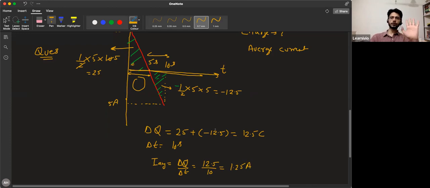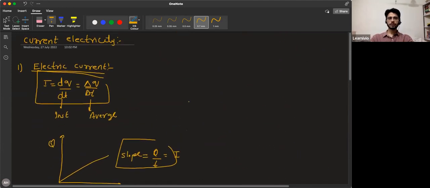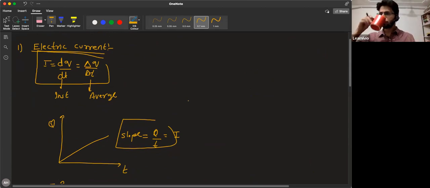These are the first type of questions that you can get from current electricity. Usually these questions contain this graphical approach. This will revise your current electricity. Sir, this question came in NEET. Yes.